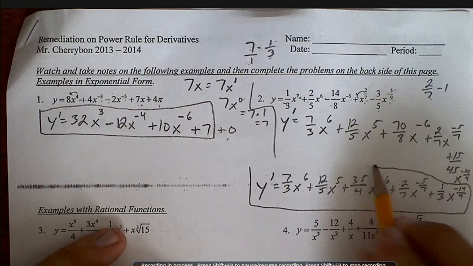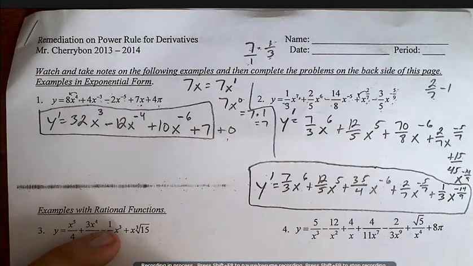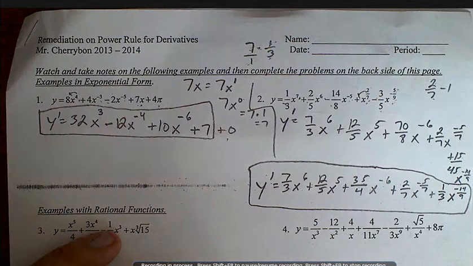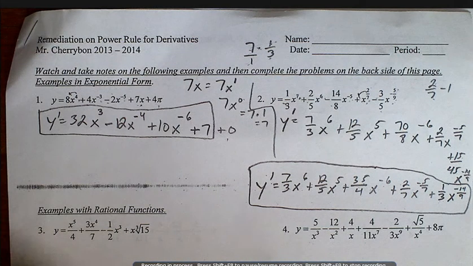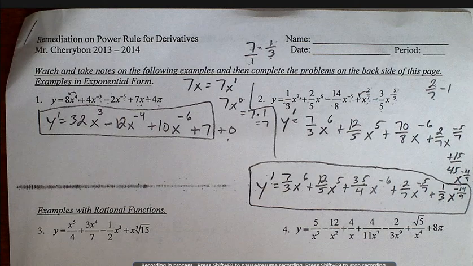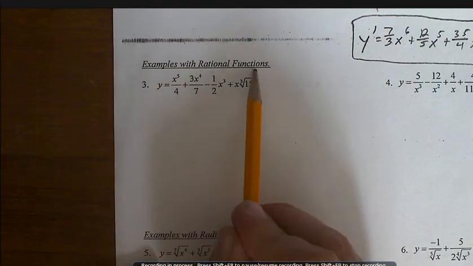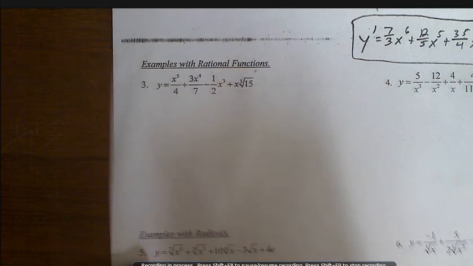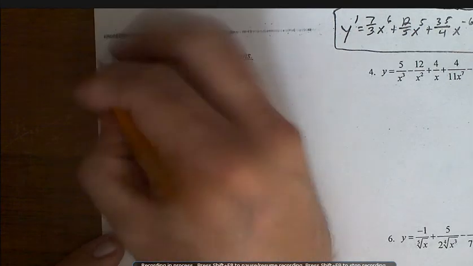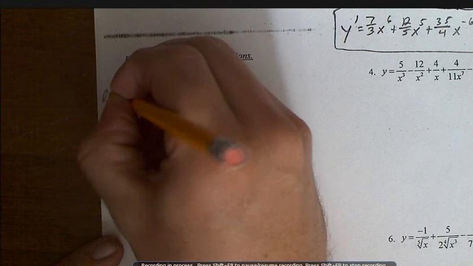Okay, number 3. Examples now with rational functions. Okay, rational meaning our fractions. Now, what I'm going to do first is do a rewrite. I'm going to rewrite these so that it's much easier to take the derivative of and see what to do. X to the 5th over 4. I can rewrite this since our coefficient here is 1.